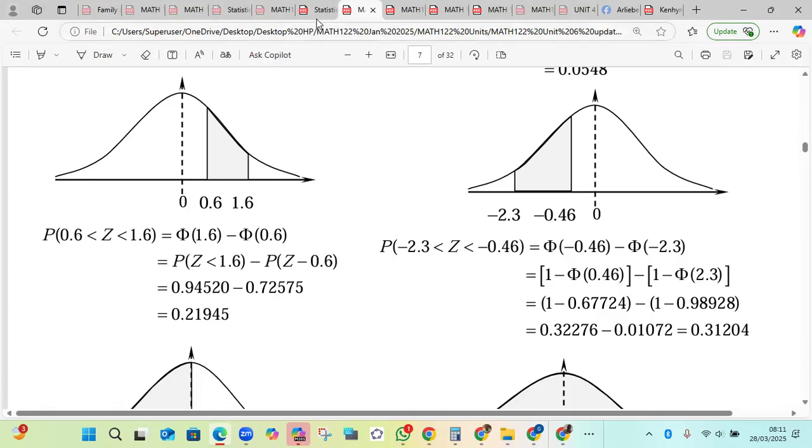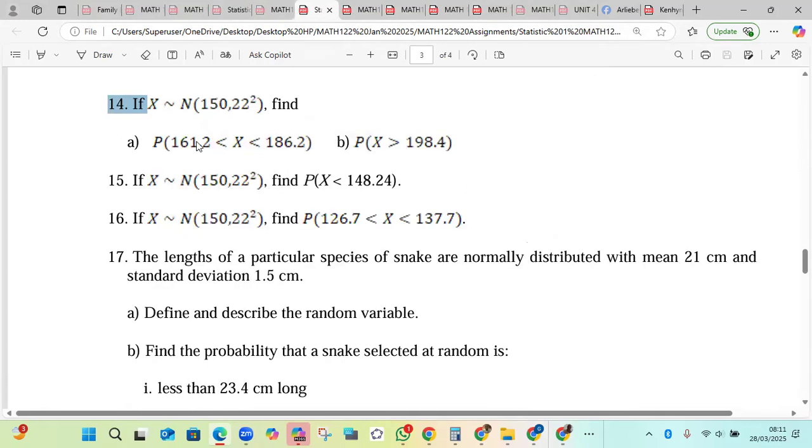So therefore, this will be a similar case to number 14 part A. And for number 14 part B, we are trying to find the probability that X is greater than 198.4, but 198.4 is more than 150. So we are trying to find the probability of a right tail, because when we standardize 198.4 minus 150, we get a positive value. We are going to be towards the right of 150, and we want a shaded region towards the right again. That's a right tail.